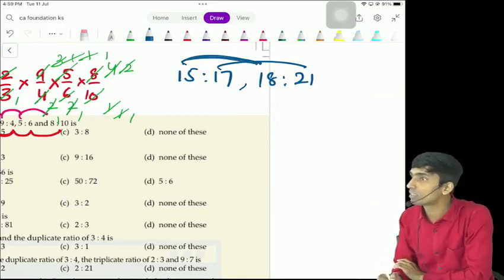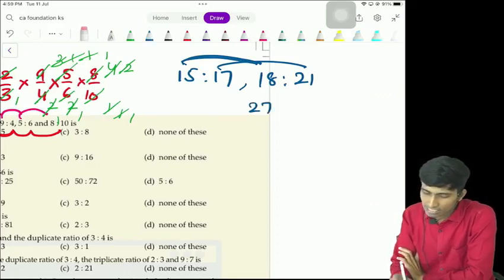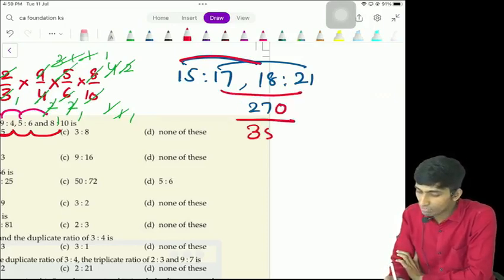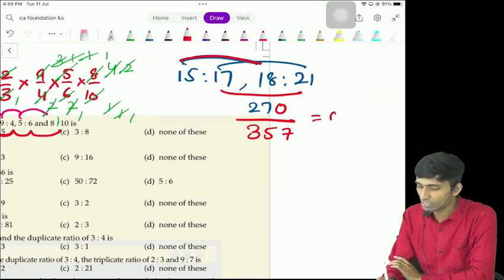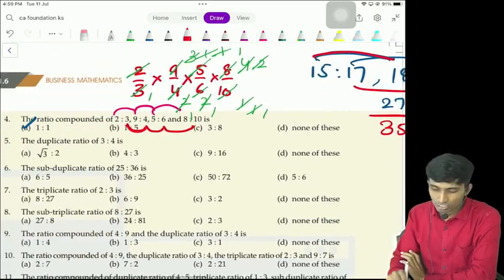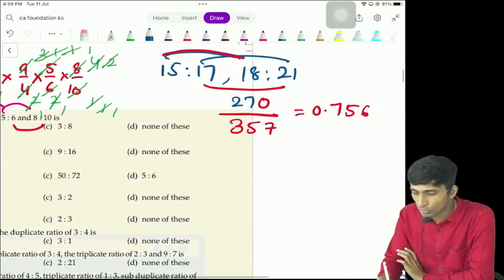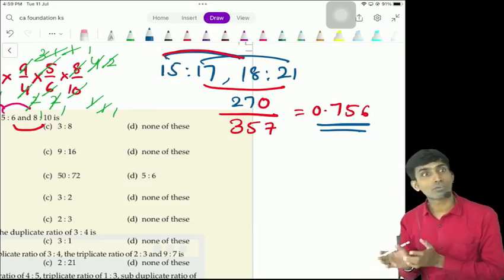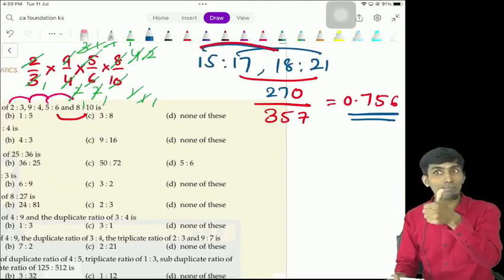18 into 15 is how much? 270. 270 upon 17 into 21? 357. Now cancellation becomes difficult. Directly take the decimal. How much is the decimal? 0.756. Then go and check. Here also the options will be fractions, so go and check. 1 divided by 1, no, this is not the answer. 1 divided by 5, somewhere now you will get 0.756. You understood? You understood what I said? Yes, clear? Do you want me to come again? No, sir. One more time.